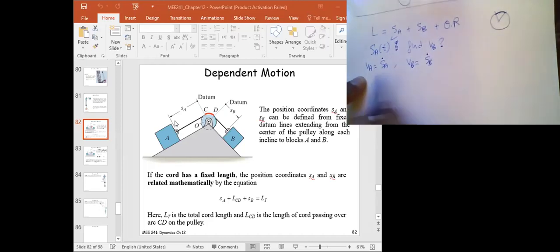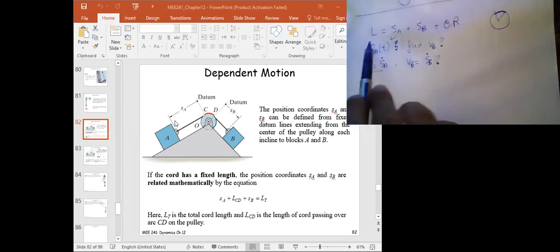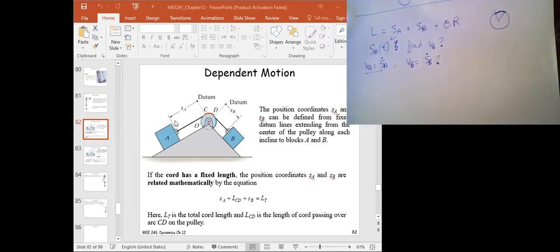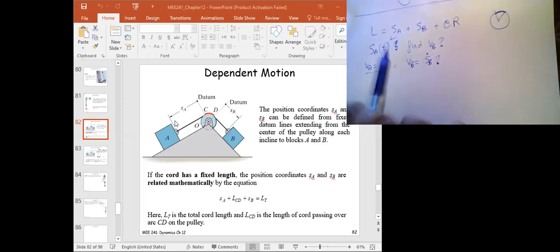But how can I relate these two? Let's say I have this. Can I calculate this? VB is equal to minus VA. Bravo, but how can you get that? How can we obtain this from this equation? Doctor, I told you L is a constant. You want L, a constant, so it becomes zero. Bravo, exactly. So this is what I want to know.